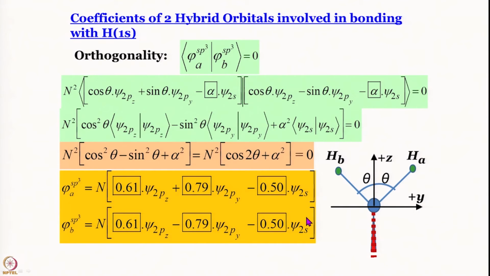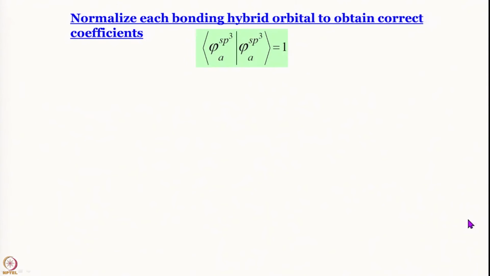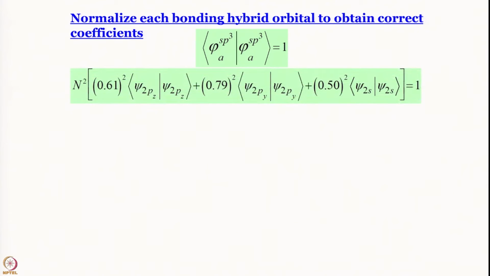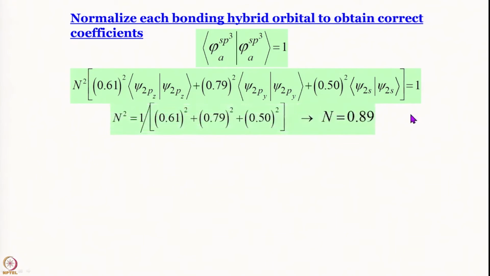What is left to be done? We have to find n. How will I do it? By using normalization. We are going to normalize the orbital, equate to 1. So, you get an equation like this. Once again we do not have to bother about anything that involves a product of two different orbitals, and we know that these orbitals are normalized. So, these all become equal to 1, and finally you get n to be equal to 0.89.